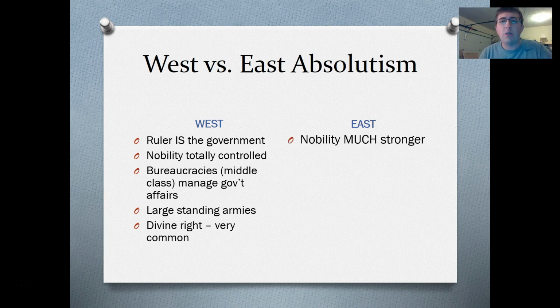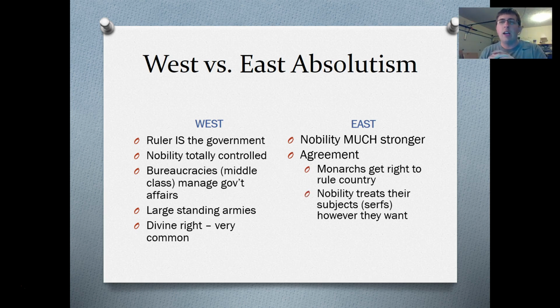So Eastern absolutism, how's it different? The nobility, much stronger, and they're so strong that they have the leverage to give the monarch the right to rule the country, as long as the nobility have local control. So yes, your king is in Richmond, but your nobles in Waco, Kirksville, Clays Ferry, and the like have influence to be able to do whatever they want to do.